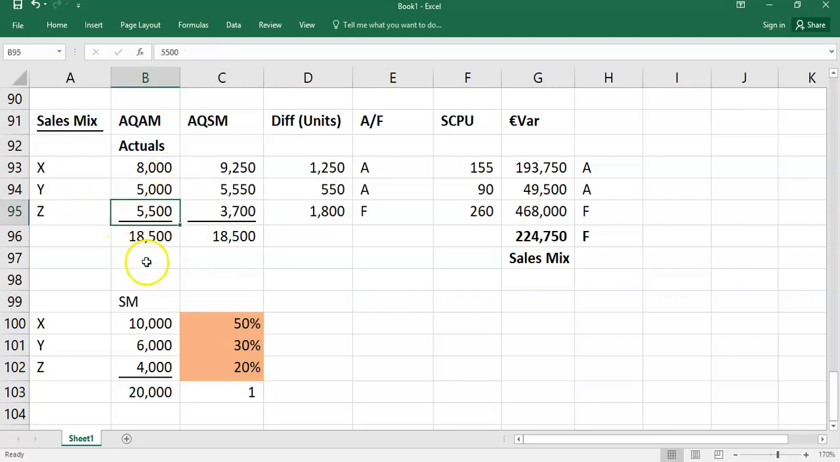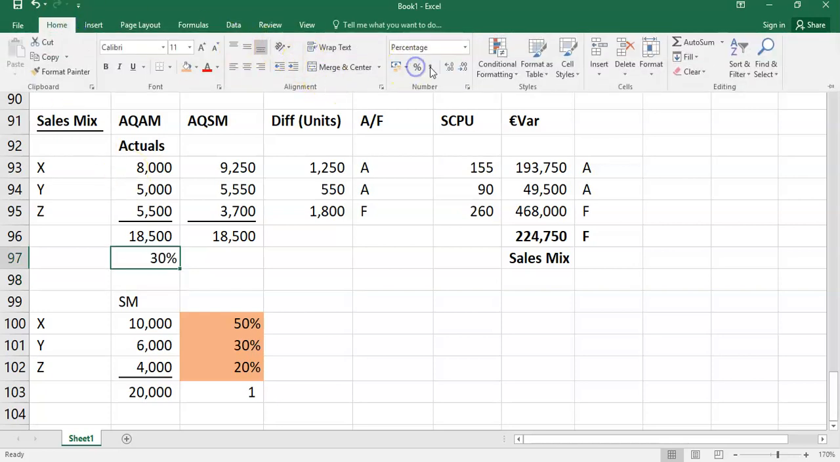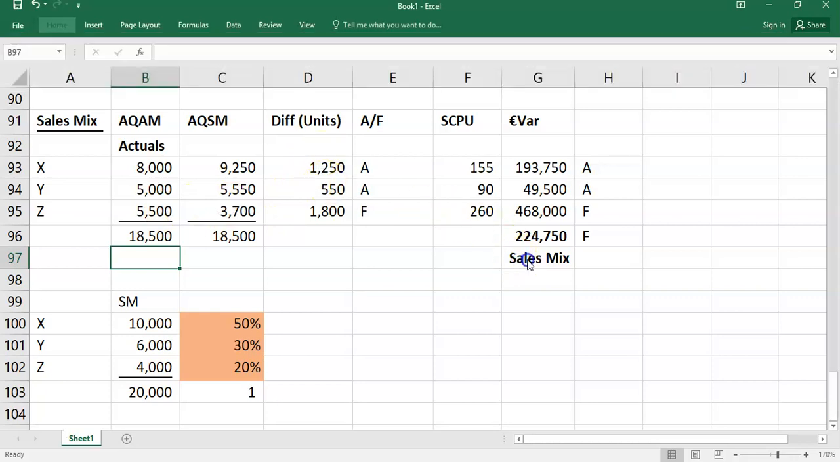If you actually calculate it out, 5,500 over 18,500, the proportion of Z you've sold in the total is not 20%, it's actually 30%, 29.7. So that's why it's favorable. You're selling a lot more of Z, but you're selling a lot less of X and Y. The reason it's favorable is because you're selling more of the most profitable product.